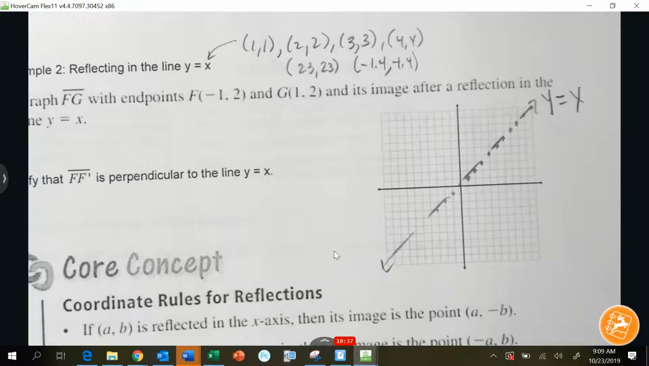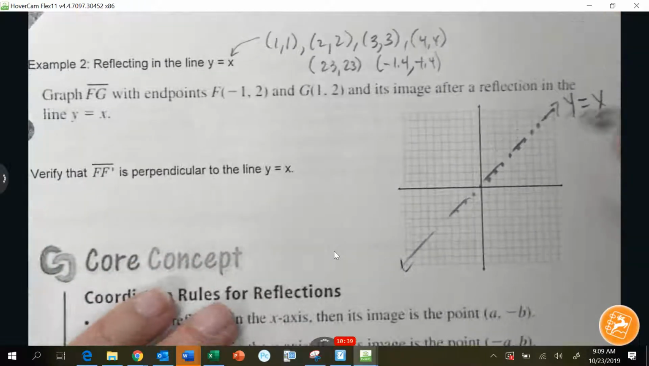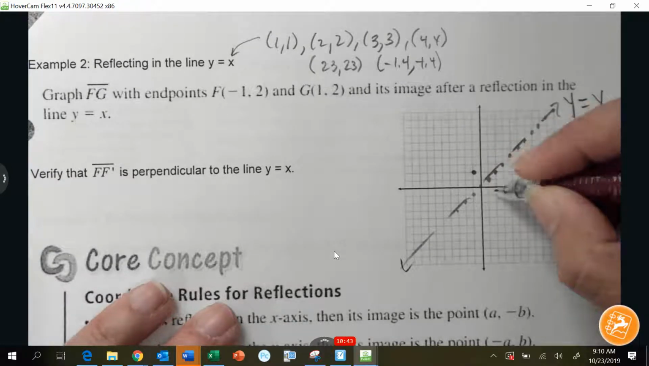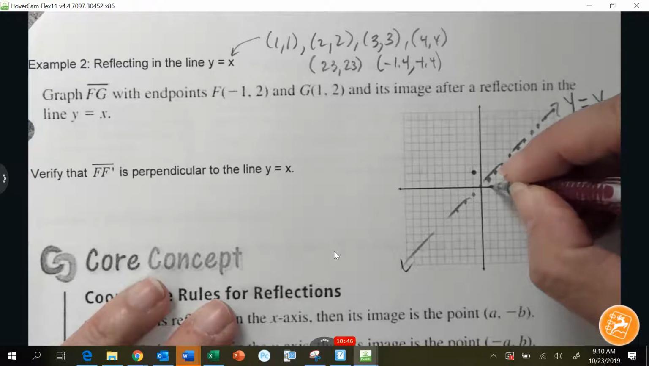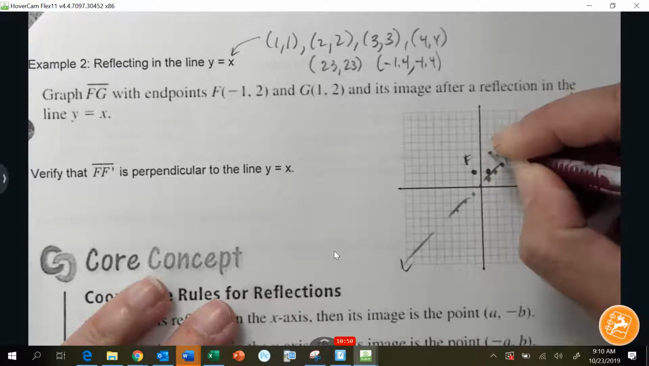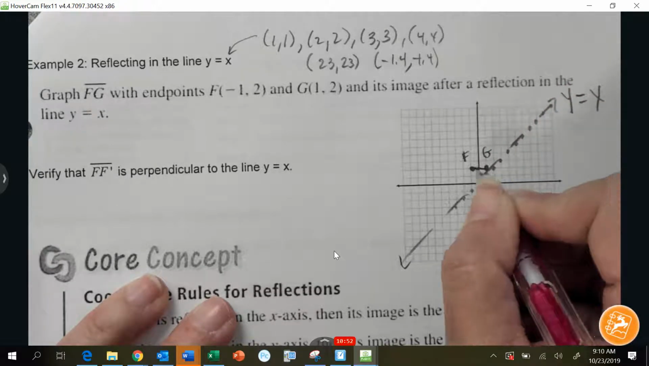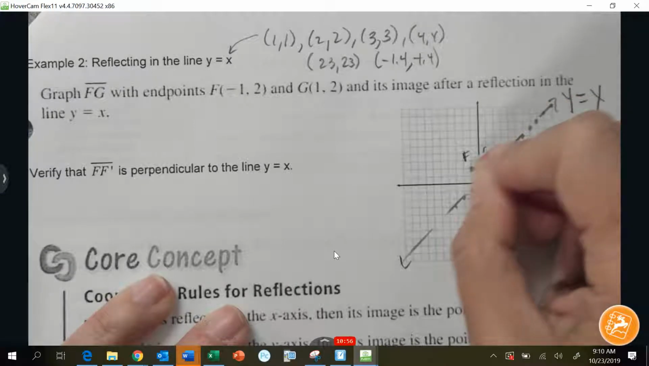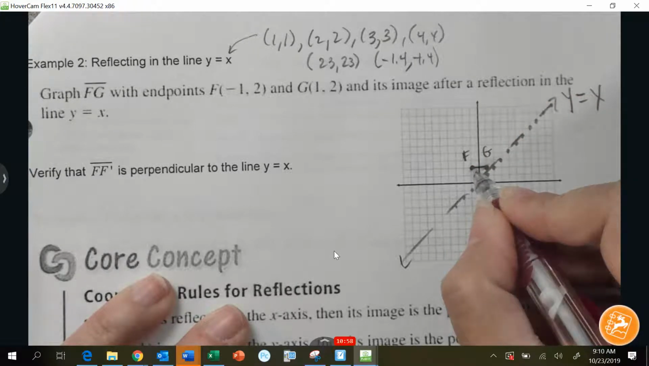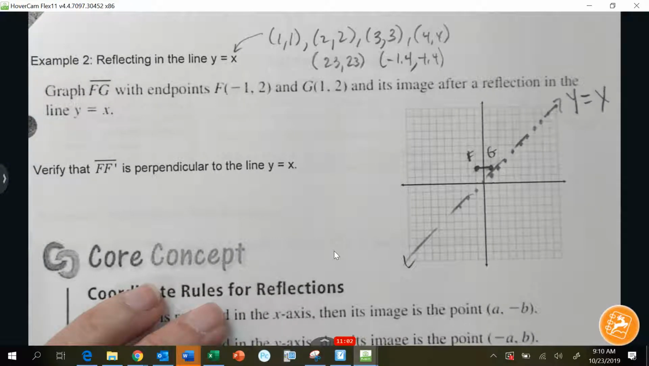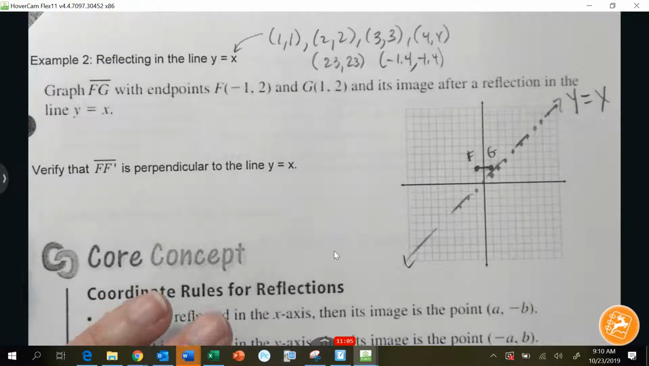We're going to graph FG with endpoints negative 1, 2, and 1, 2. There's FG. And then we are going to graph its image after we do the reflection.